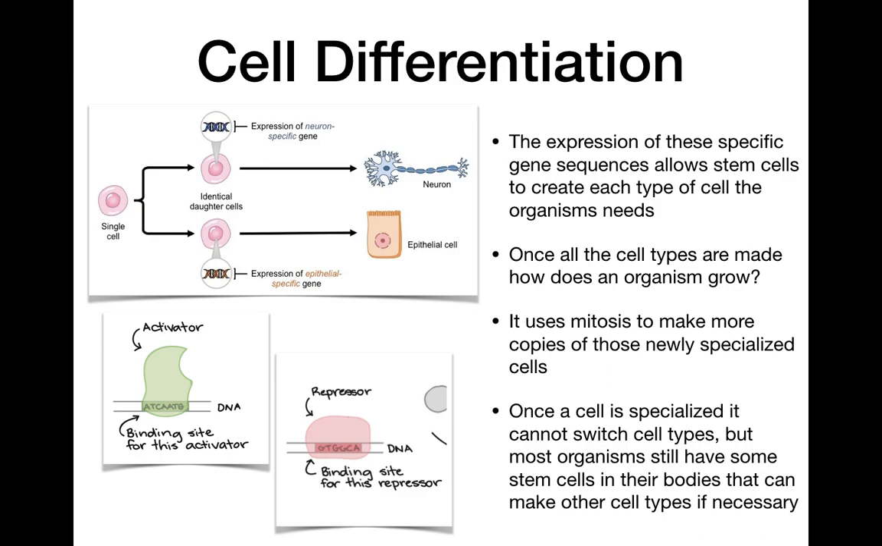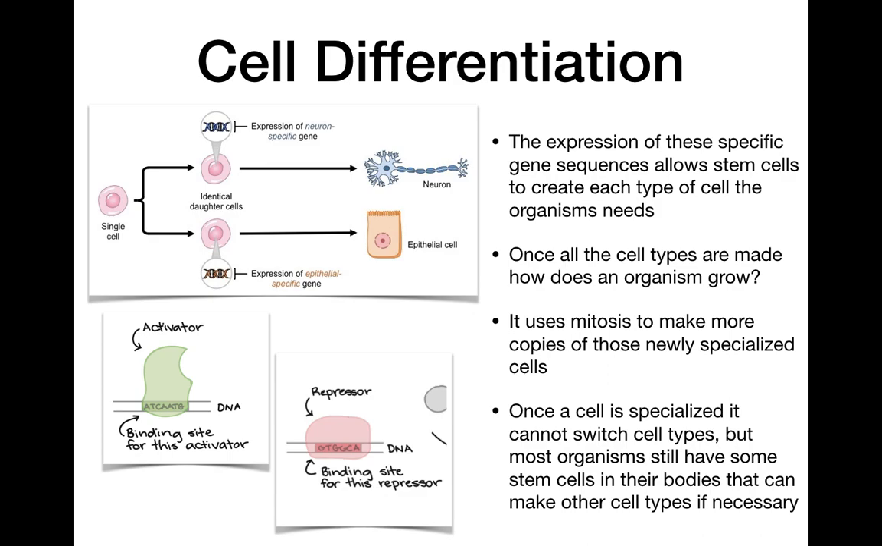But once one of these cells becomes specialized like this, they can't go back. They can't switch types, so a neuron can't become an epithelial cell. It already is. But most organisms, including humans, still have some stem cells in our bodies, and those stem cells can then create other cell types if necessary.